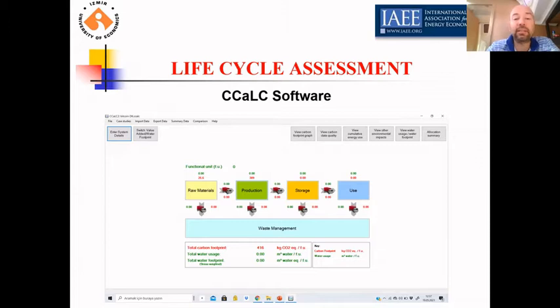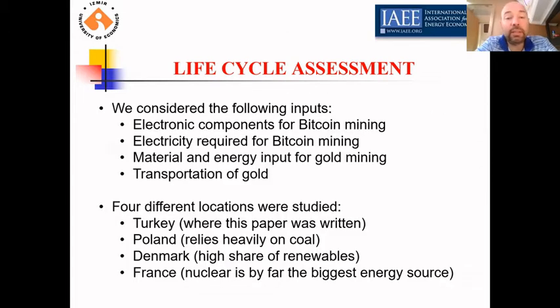Here you can see its main screen, user interface. And we considered the following inputs. For Bitcoin mining, the electronic components and the electricity required, obviously. And for gold mining, we considered all the material and energy inputs, as well as the transportation of gold. It is very important to consider the location of mining when it comes to Bitcoin, because as you probably would appreciate, different locations have different electricity mixes, and the resources that are in the electricity mix would determine the overall impact of Bitcoin. That is why we decided to repeat the same analysis in four different locations.